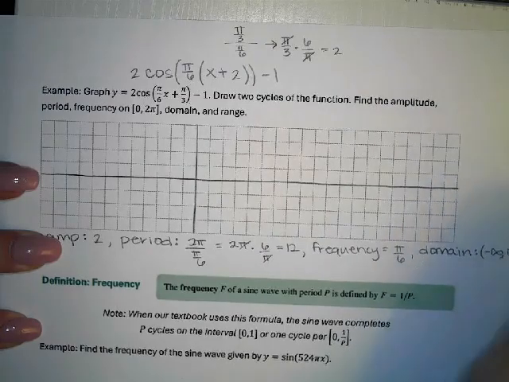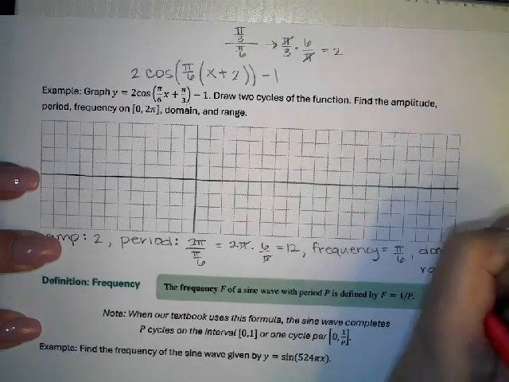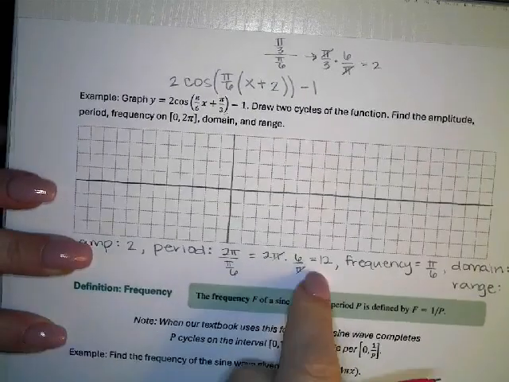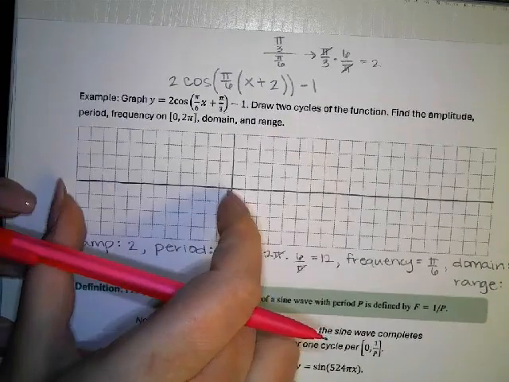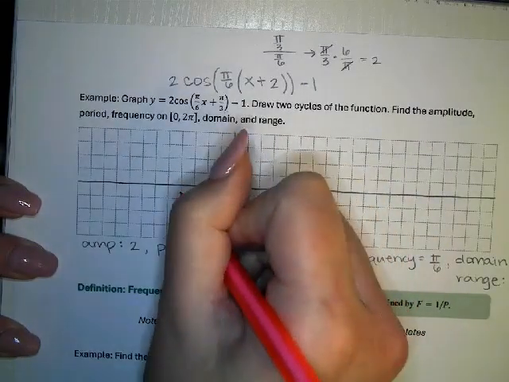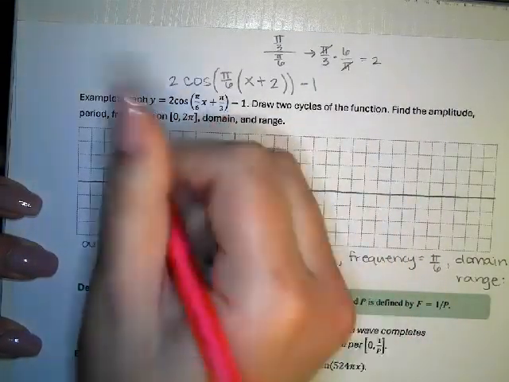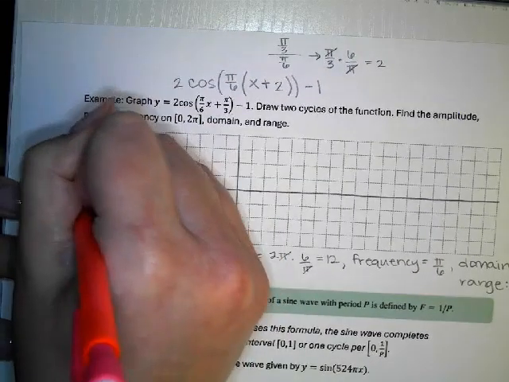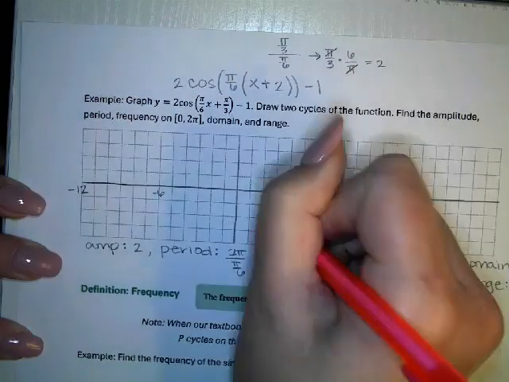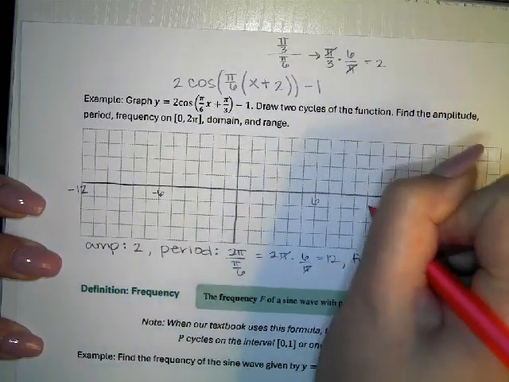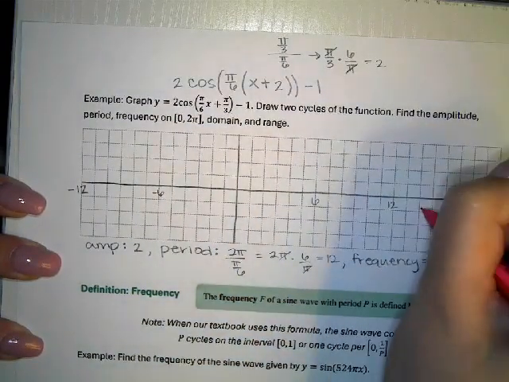Okay, so here, since the period of the graph is 12, I went ahead and just put 12 boxes right here. And so we're going to have 2, 4, 6, 2, 4, 6, 2, 4, 6.